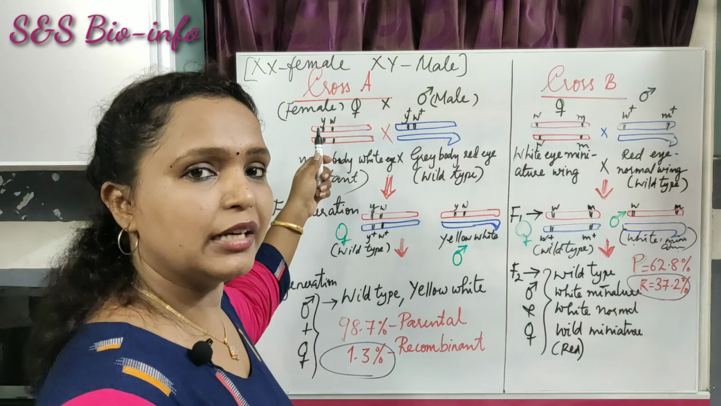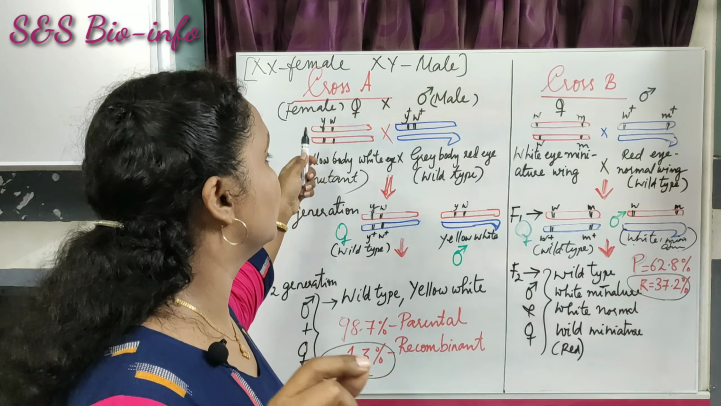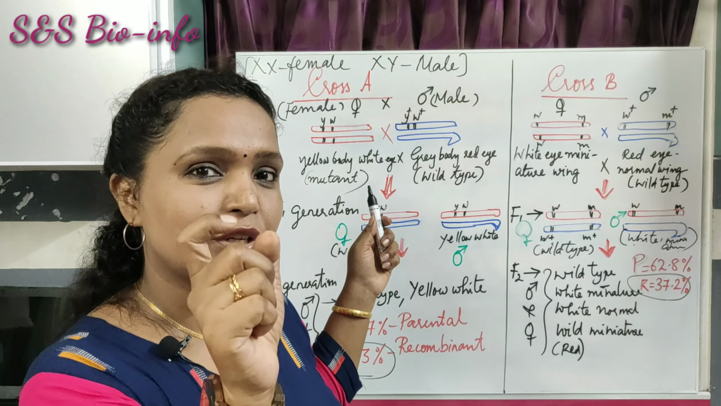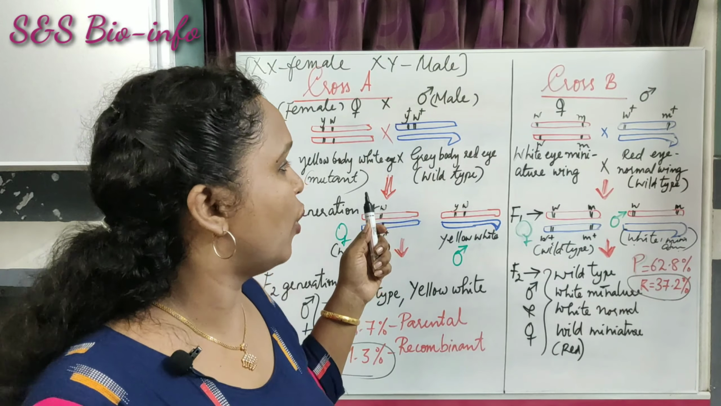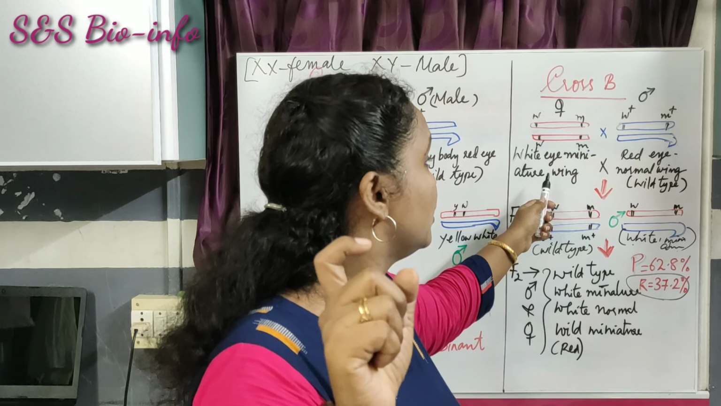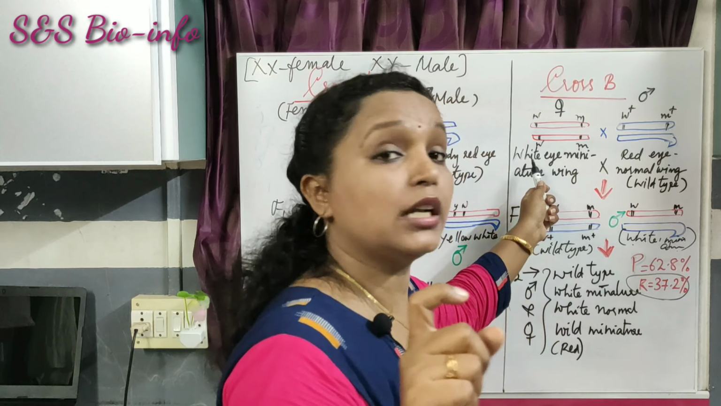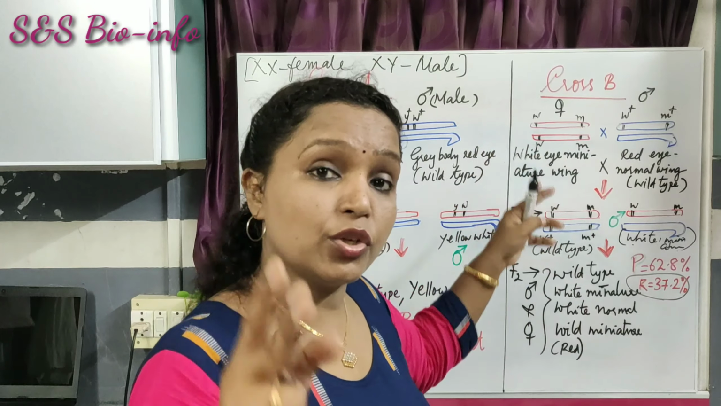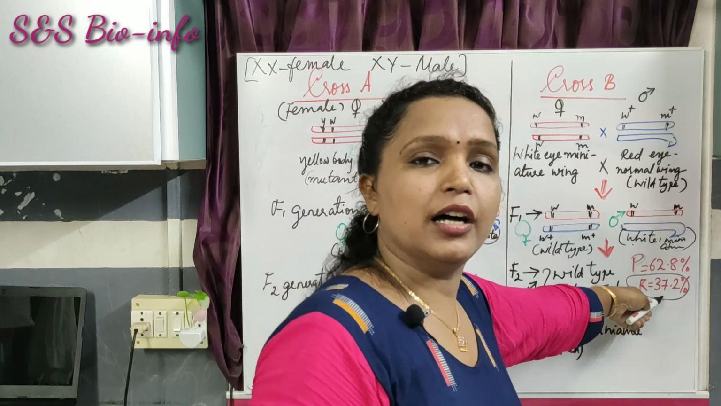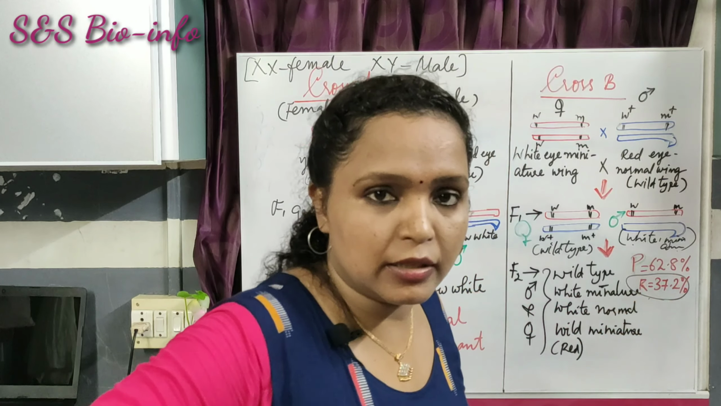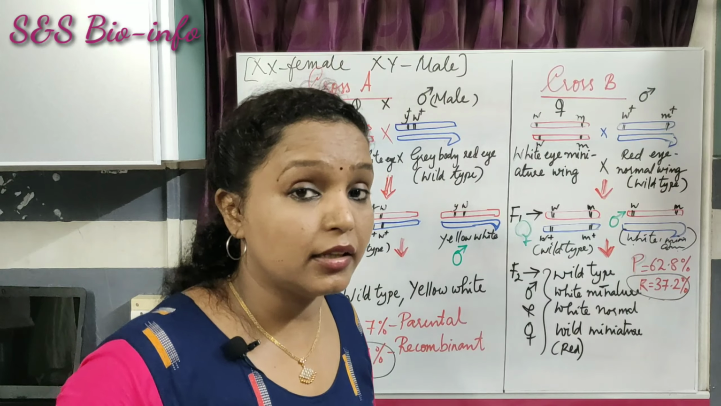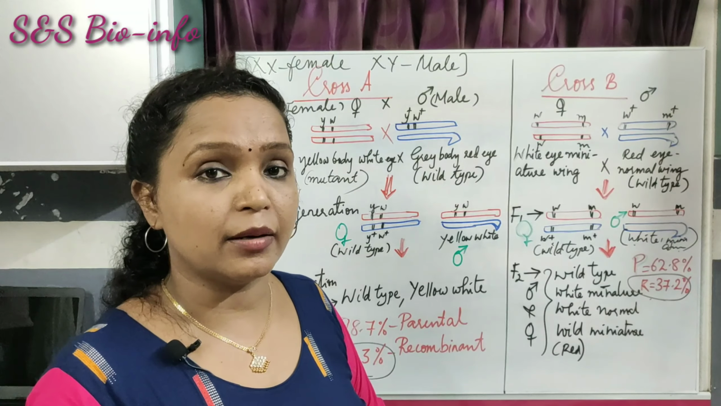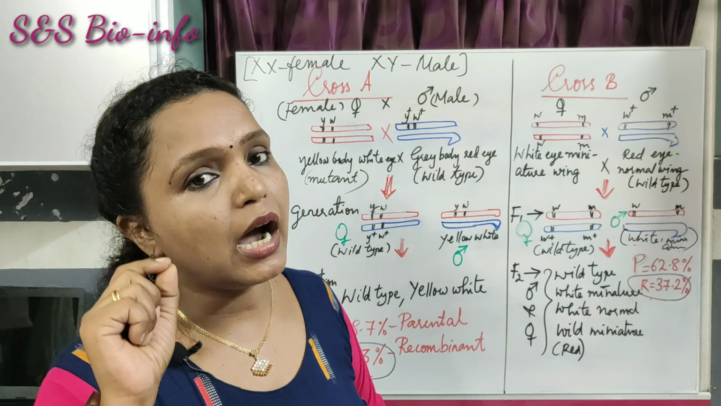Here the genes that control body color and eye color are linked genes, so they show less crossing over and fewer recombinants. The genes that control eye color and wing type are distantly located, unlinked genes. They showed more crossing over, which resulted in a higher percentage of recombinant varieties in the F2 generation. Thus he compared both crosses and studied linked genes and unlinked genes.